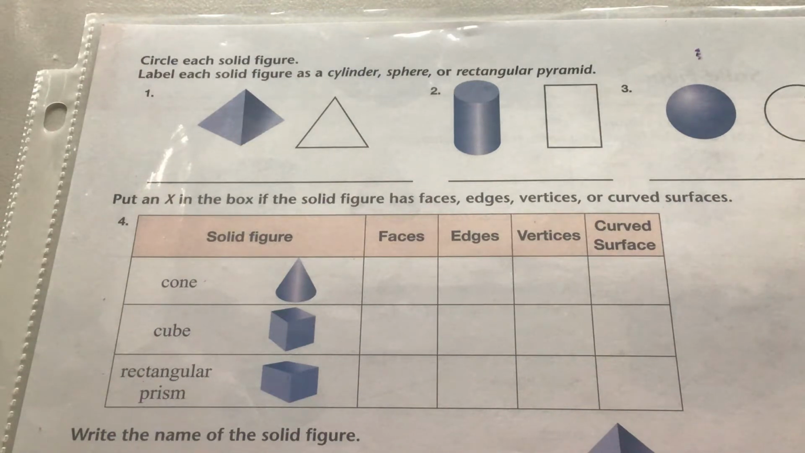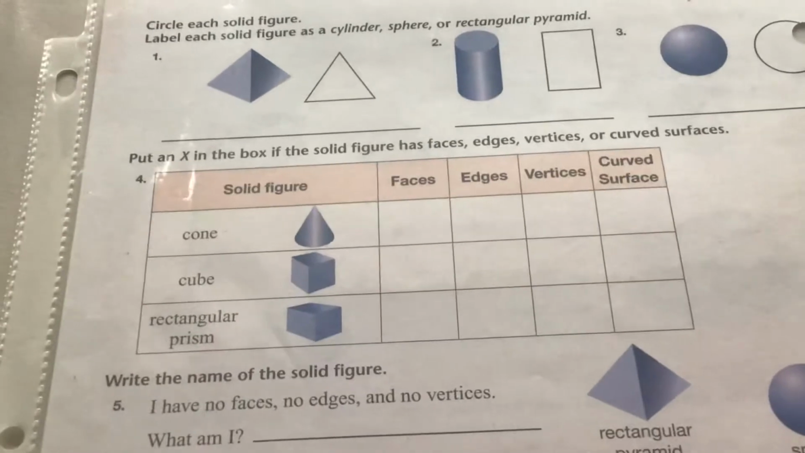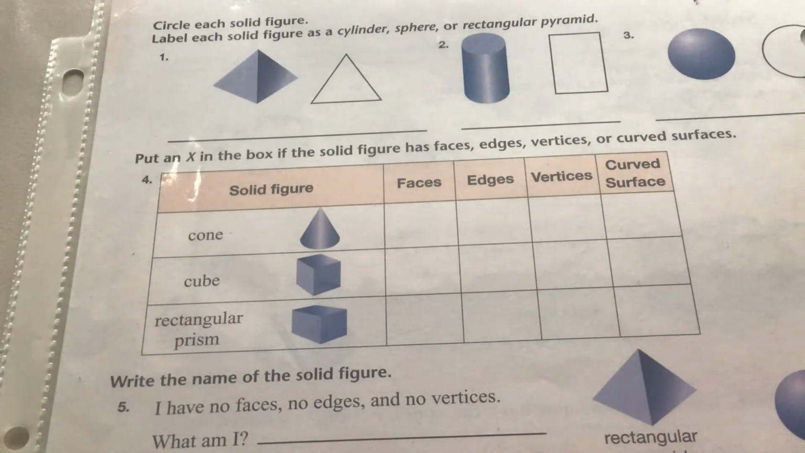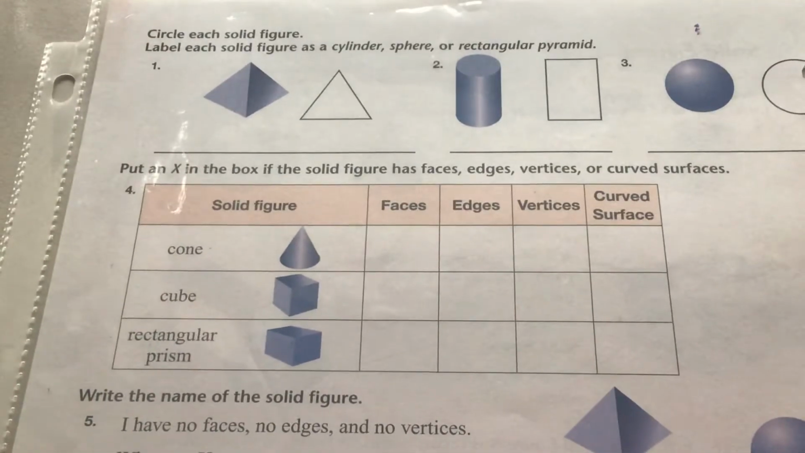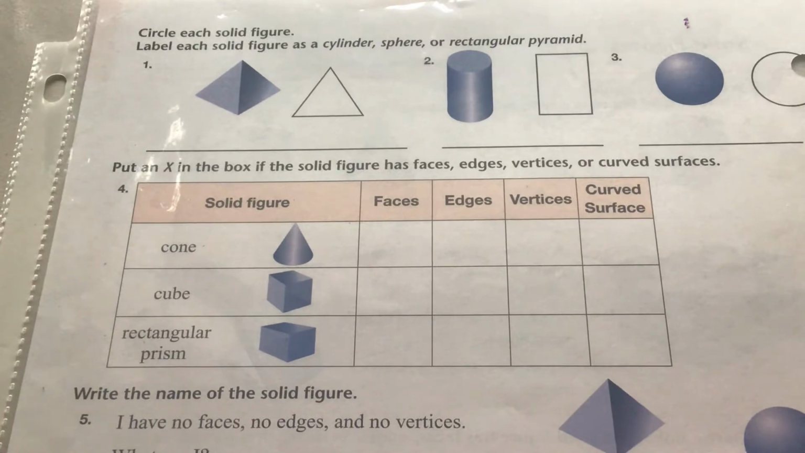Now we're ready to do the back side. We're on Math Work Text page 280. We've been talking about solid figures today. And the top three questions there, you've already done these, so I'll go over them pretty quickly and you can check to see how you're doing.